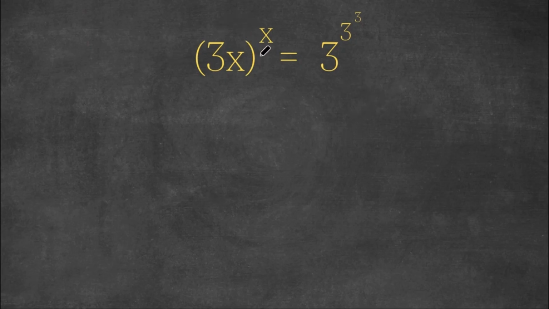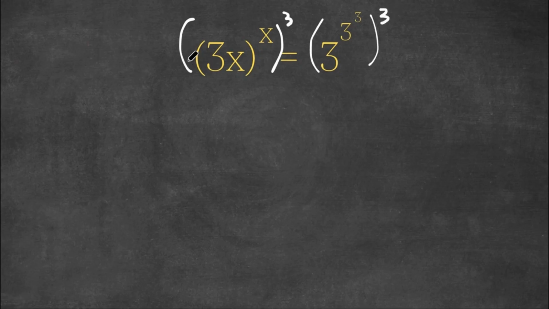We have 3x to the power of x is equal to 3 to the power of 3 to the power of 3. Now, what I'm first going to do is take the power of 3 on both sides. So now we have 3x to the power of x to the power of 3 is equal to 3 to the power of 3 to the power of 3 to the power of 3.